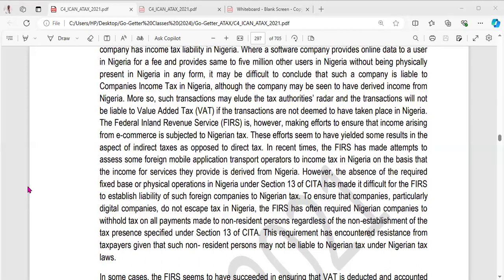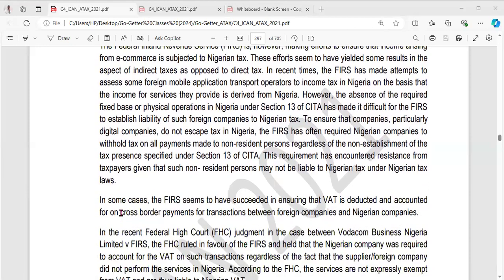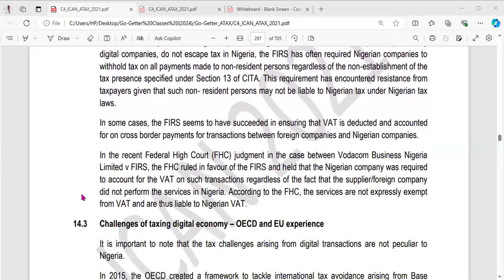To ensure that companies, particularly digital companies, do not escape tax in Nigeria, the FIRS often require Nigerian companies to withhold tax on all payments made to non-resident persons, regardless of the non-establishment of tax presence. So they are required to make that withholding tax. So you can see here that it's a challenge.